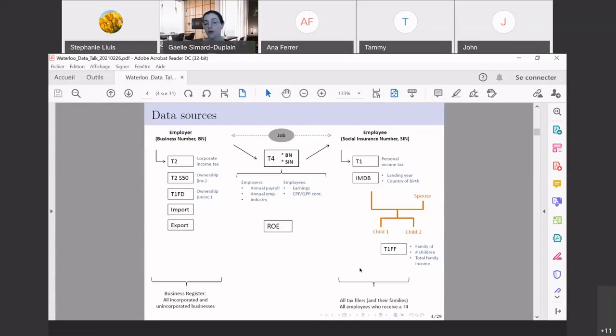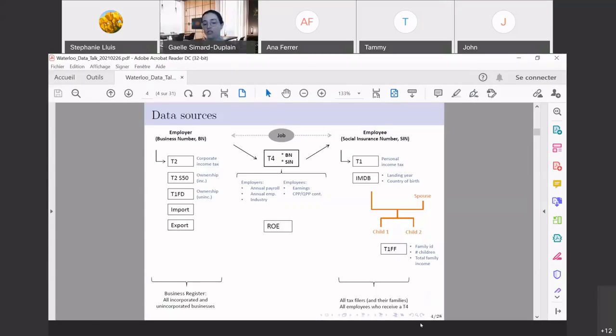The information that we have is going to depend on what individuals file, right? So we all know individuals file personal income tax returns, so we're going to have information on their employment and various sources of income. Another nice feature is that the SEED has been linked to the IMDb, the longitudinal immigration database. So we have landing year, country of birth, knowledge of official languages. And one step further, as if that wasn't enough, we have information on the families of all tax filers.